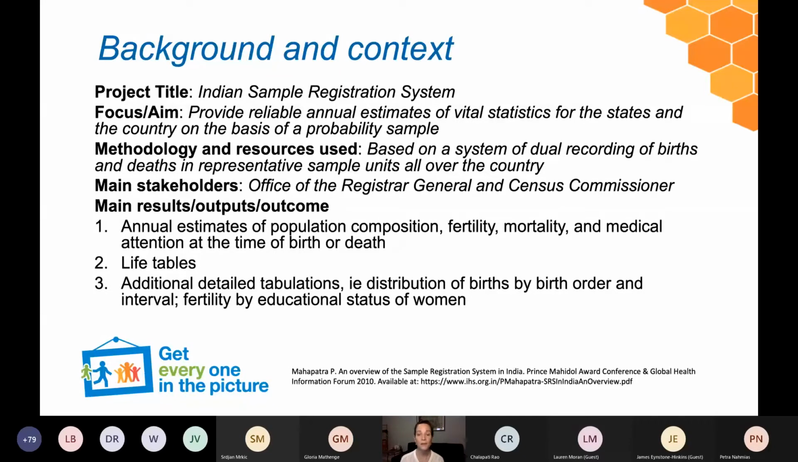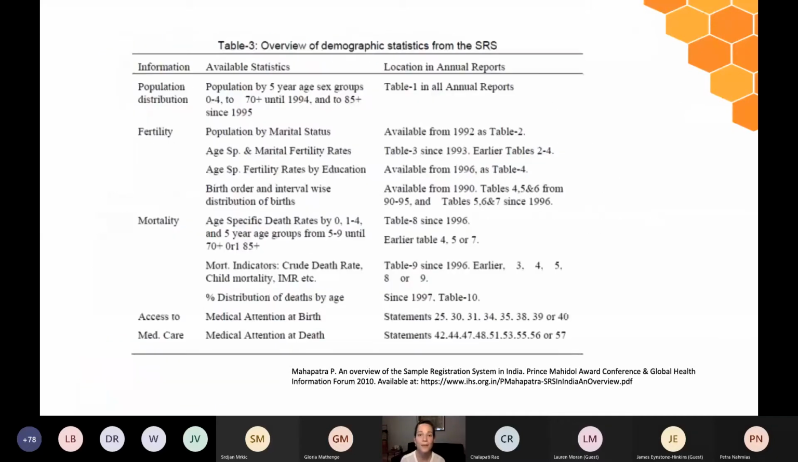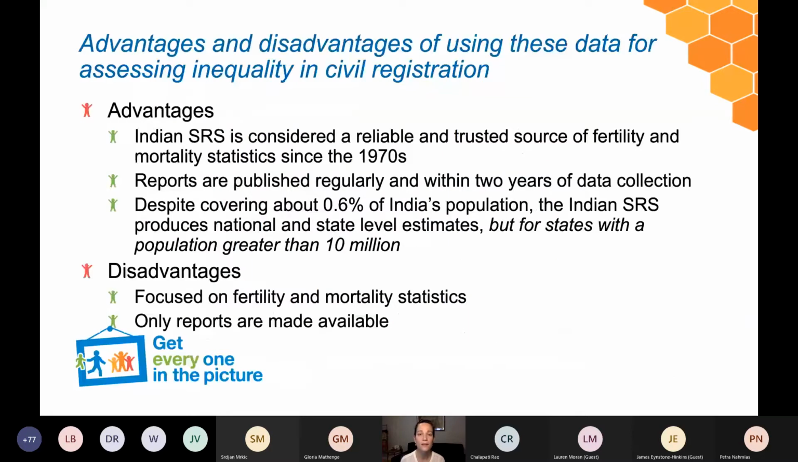You can see that this system is based on dual recording of births and deaths in representative sample units all over the country. As outputs, the Office of the Registrar General produces key demographic estimates on population composition, fertility, and mortality. It produces life tables and additional detailed tabulations as well. Here you can see the SRS indicator categories, the statistics produced, and their location in the annual reports. I've included citations for those of you interested in looking at this information in more detail.